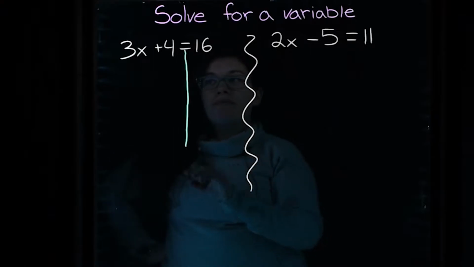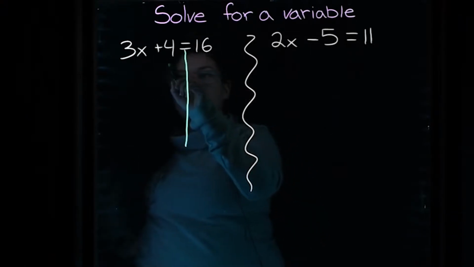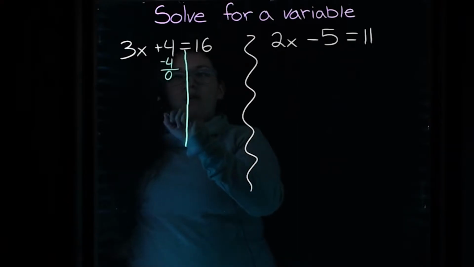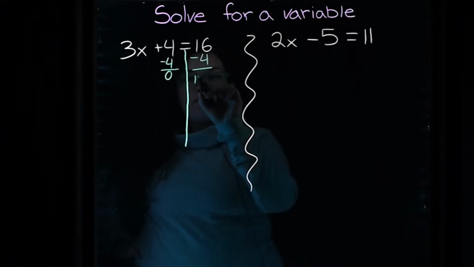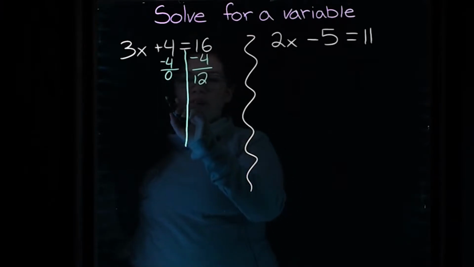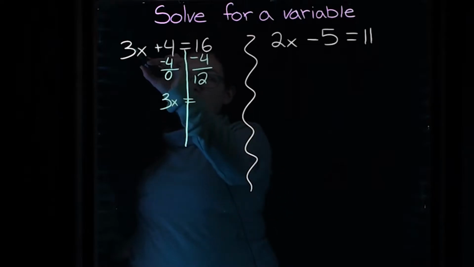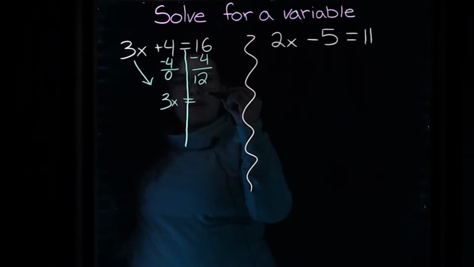Now remember, I want the 4 to move over, so that means I want to get this 4 to 0. And to get 4 to 0, I subtract 4. Whatever I do on one side, I need to do on the other. And then I get 12. So now I want to rewrite my equation so I stay nice and organized. I bring that 3x down, and then I bring my 12 down.